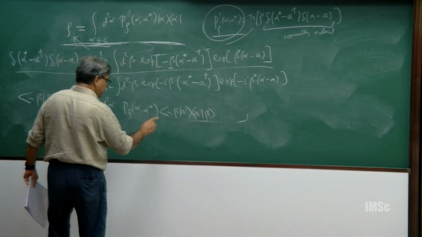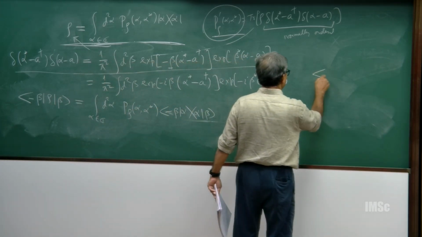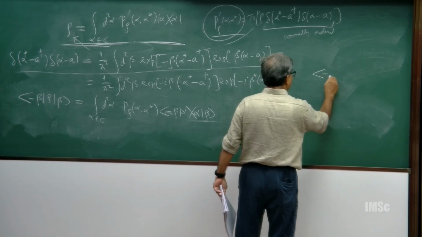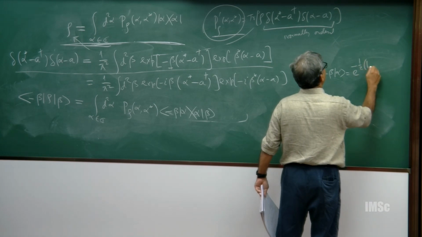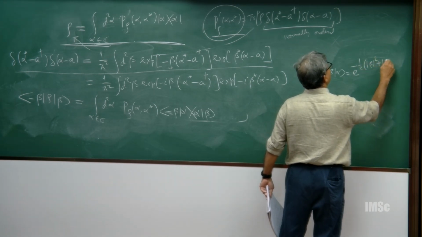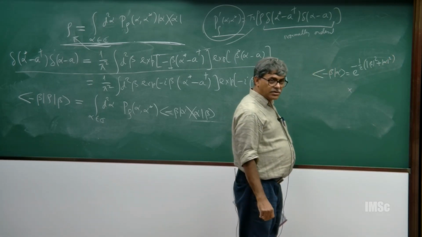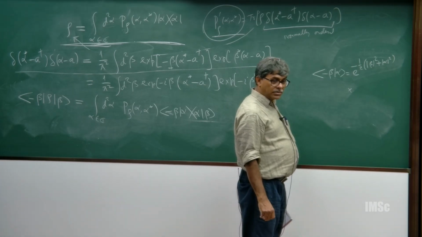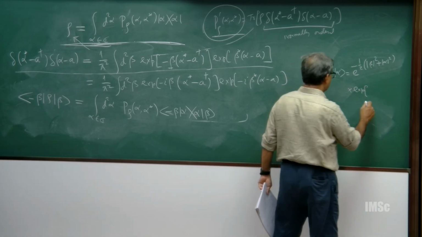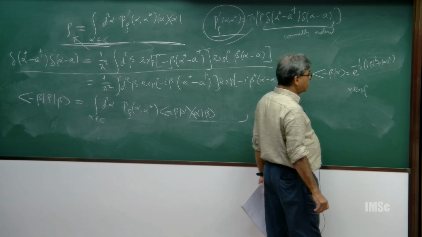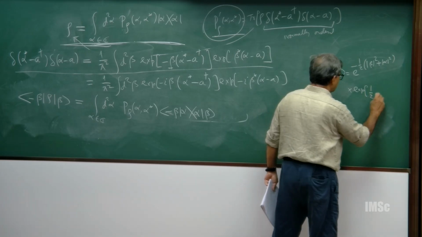Now, maybe one of you should tell me what is the expression for this. Minus beta alpha, this is exponential of minus half of beta squared plus alpha squared, and then there is some other term. What was that? Minus alpha star beta or beta star alpha. Exponential of half of beta star alpha.